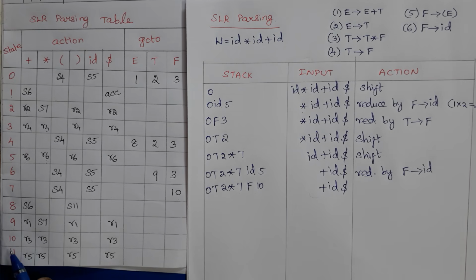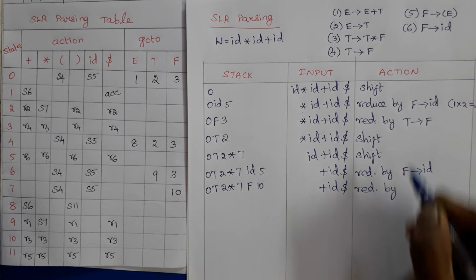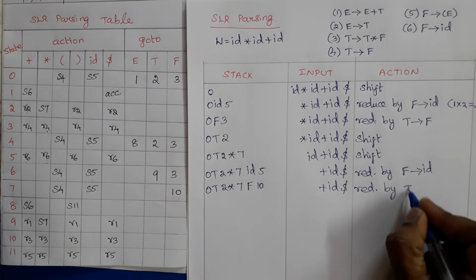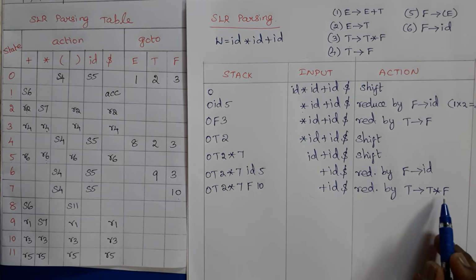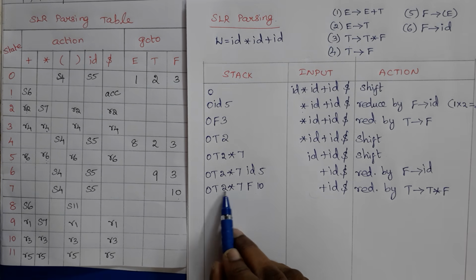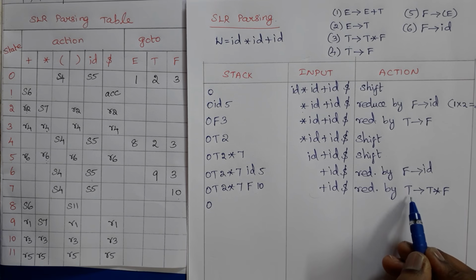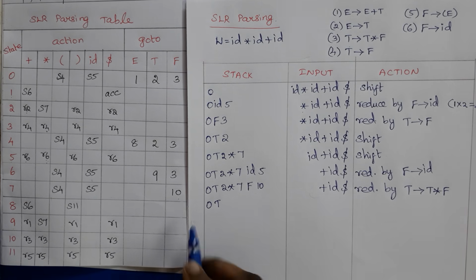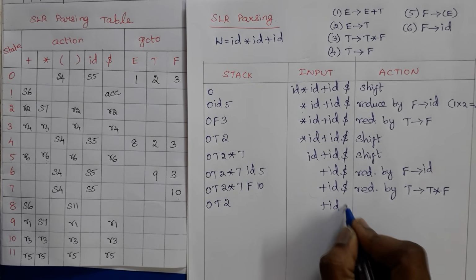Then 10 and plus is R3. So reduce by production number 3. Production number 3 is T tends to T star F. Now length of the right hand side of the production is 3, multiplied by 2, so 6. 2 into 3 is 6. So we need to pop 6 symbols from the stack. So 1, 2, 3, 4, 5, 6. So 0 is on top of the stack right now. Then we need to push T and 0 comma T. 0 comma T is 2. No change in input buffer.